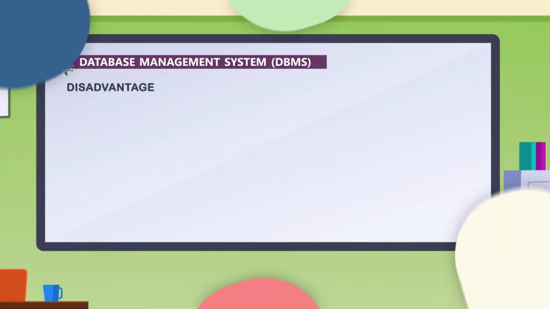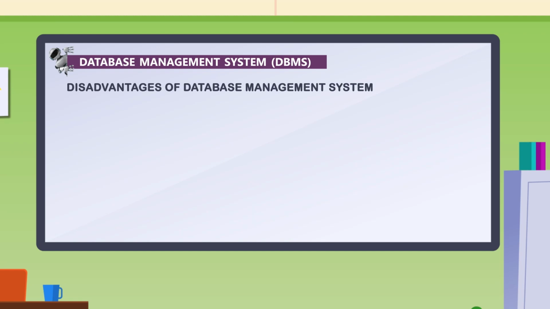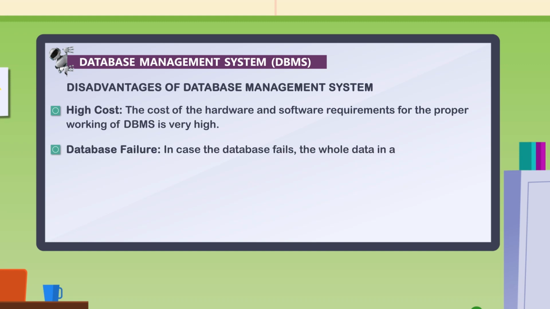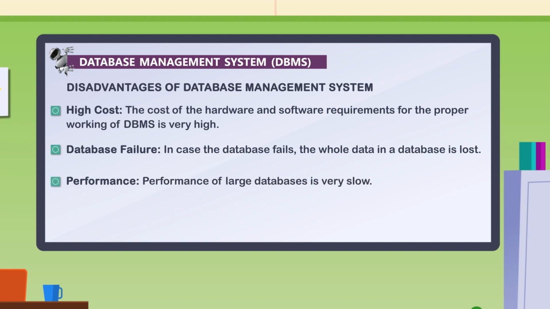Let's proceed with the disadvantages now. First is high cost of running DBMS. The cost of the hardware and software requirements for the proper working of DBMS is very high. Second is database failure. In case the database fails, the whole data in a database is lost. And third and last is performance. The performance of large databases is very slow.